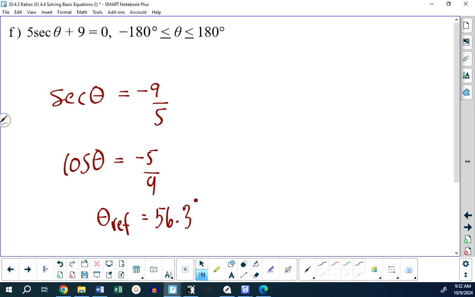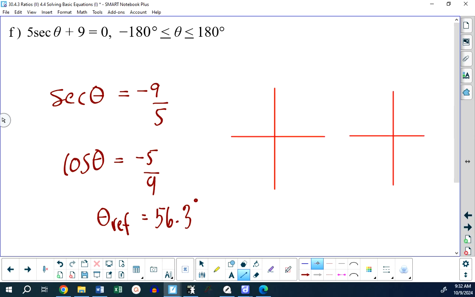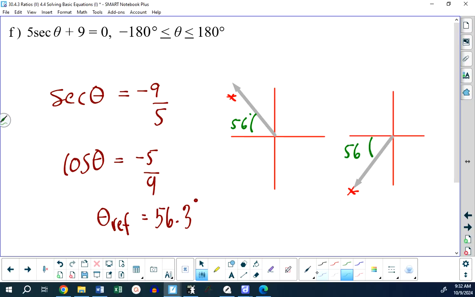You're going to say, and I really think diagrams are helpful here, that we are going to be looking in these two quadrants because cosine is negative, and that means x is negative. So the positions will be indicated by these two terminal arms. These are just positions with reference angles to tell us where they are.